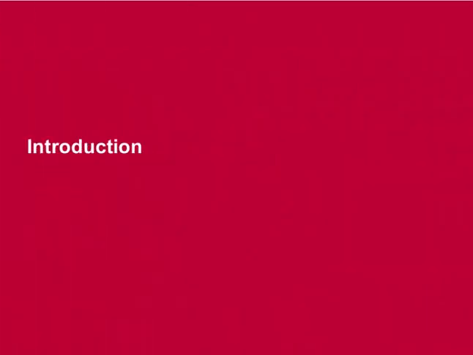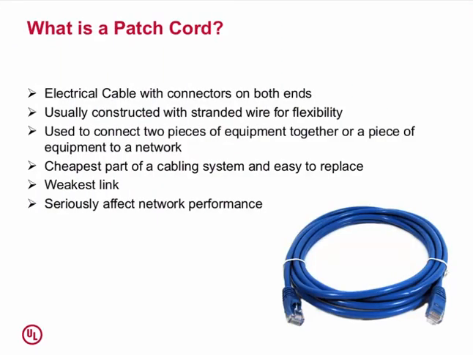So let's start with an introduction. Really, I just want to get everybody on the same page about what a patch cord is. It's an electrical cable with connectors, simple enough. It's usually constructed with stranded wire for flexibility, but it doesn't have to be. There are some solid conductor patch cords out there. They're used to connect two pieces of equipment together or a piece of equipment to a network. It's the cheapest part of a cabling system and easy to replace. And often because of that, it's the weakest link.